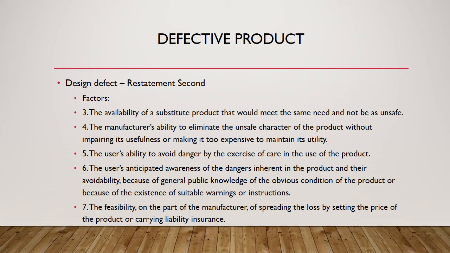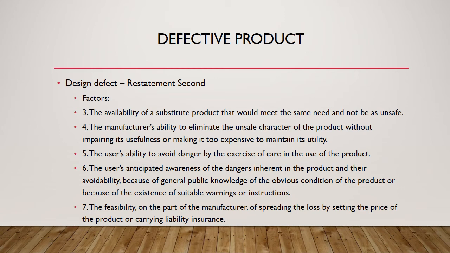Next, you look at the user's ability to avoid danger through using the product carefully, exercising reasonable care. And so if the user has an ability to avoid harm, then it is more likely that it is not a defective product. It shows that it's more of an improper use of the product, or use with a lack of knowledge of how the product should be operated.